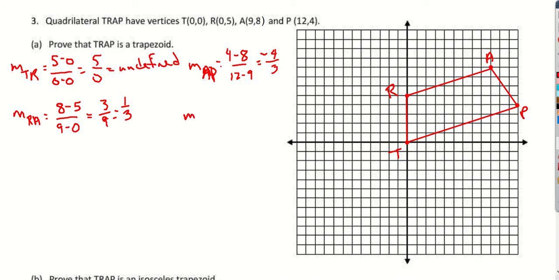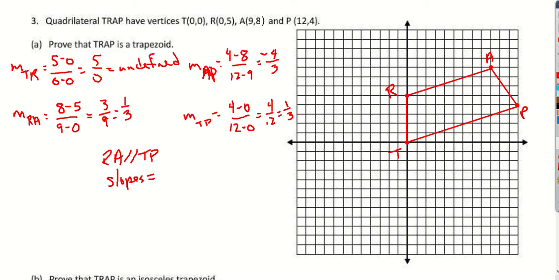And then the last one is the slope of TP. So we know this should be the same. It should be 1/3. So here we go. We're going to go 4 minus 0 for the y's, 12 minus 0 for the x's. And this turns into 4 over 12, which is indeed 1/3. So we know that RA is parallel to TP. TP, not TR, people. Okay, slopes are equal.